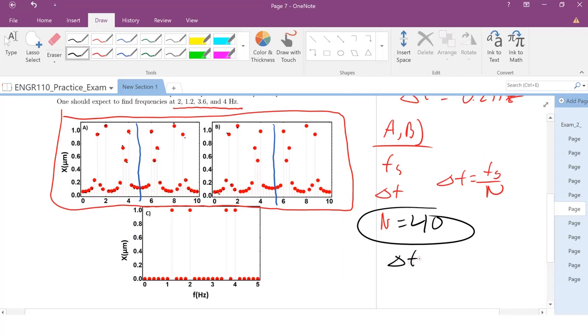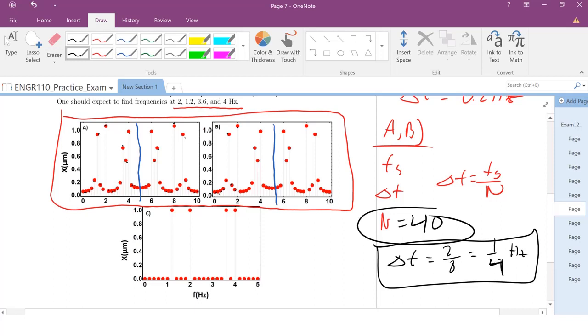So my delta F, we know that they're integer values, right? That they're going to be equally spaced between them. My delta F is just going to be 2 hertz divided by 8. So what is that going to give me? 2 divided by 8 is just going to be basically a fourth of a hertz. So that's my delta F.